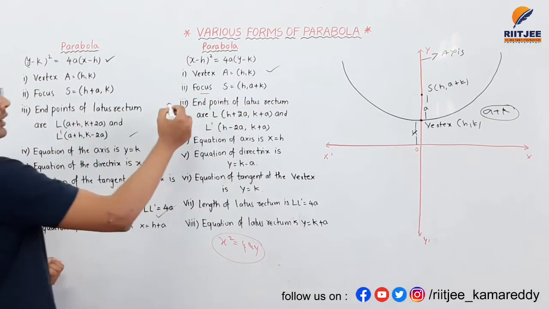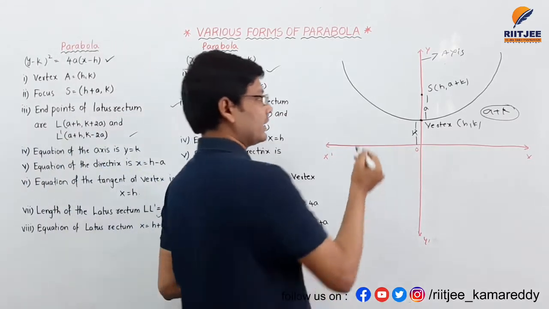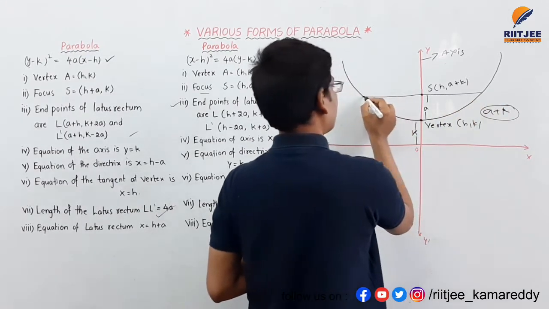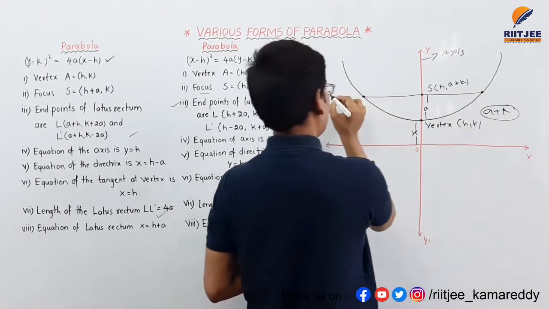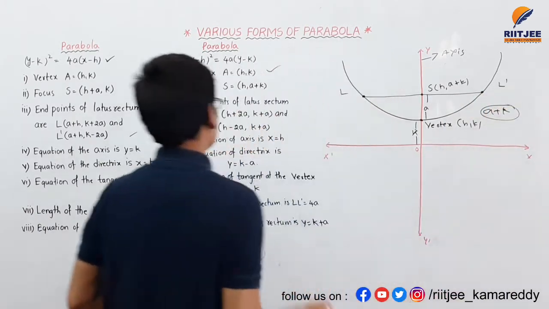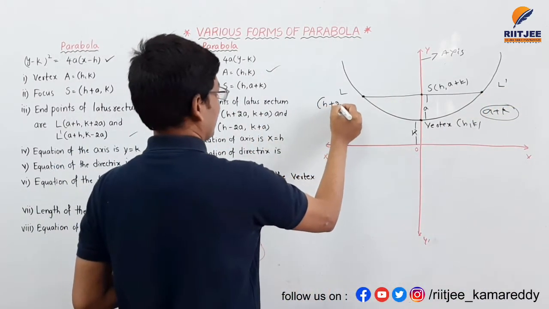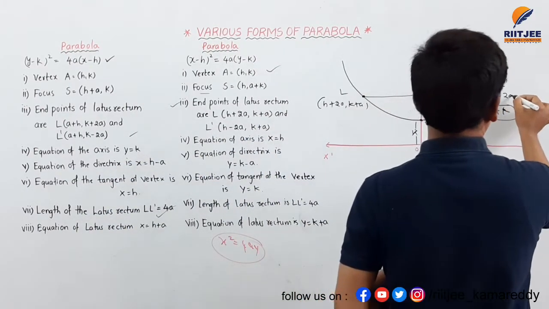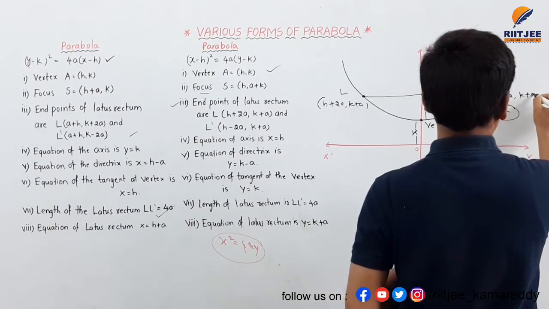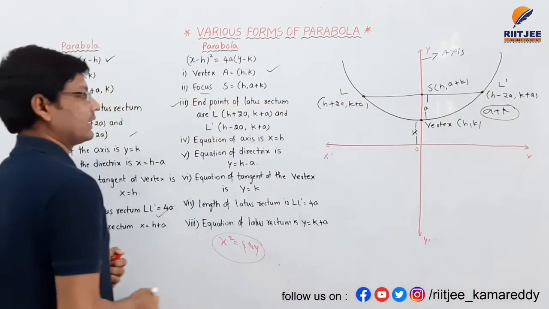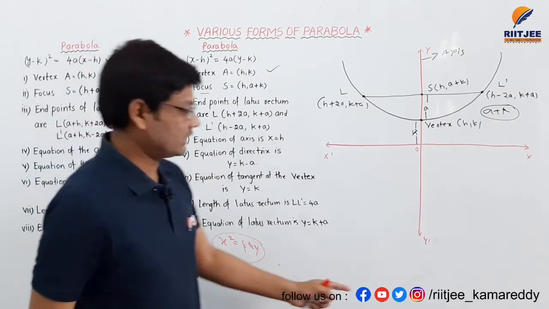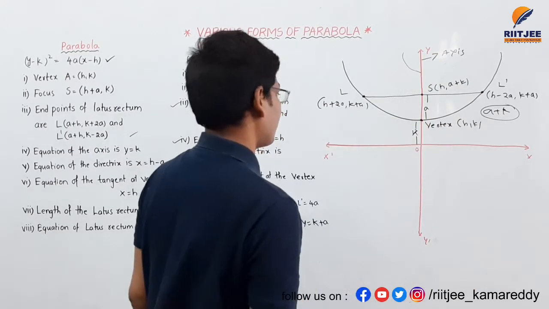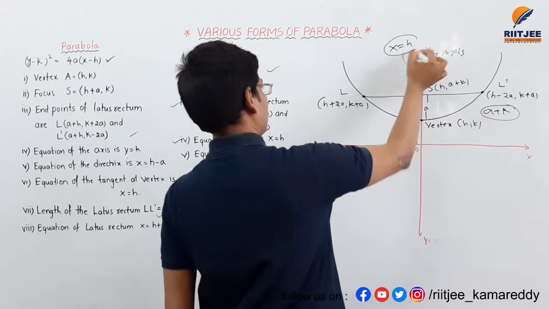And next, the end points of the latus rectum. What is the latus rectum? The line which passes through the focus and intersects the parabola at 2 points, L and L dash. L is h plus 2a comma k plus a and h minus 2a comma k plus a. These are the end points of the latus rectum. And the equation of the axis will become x is equal to h.